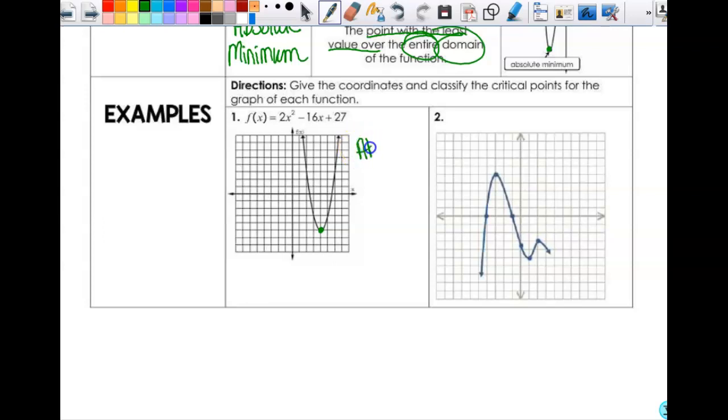So this is an absolute minimum. You can abbreviate, it's fine. I don't like abbreviating on things like this because I want you to know what the abbreviations mean. And then it says give the coordinates, so I need an ordered pair, and this would be at (4, -5). Okay. This one has 3 critical points. So see if you can figure out what they are and write them down.